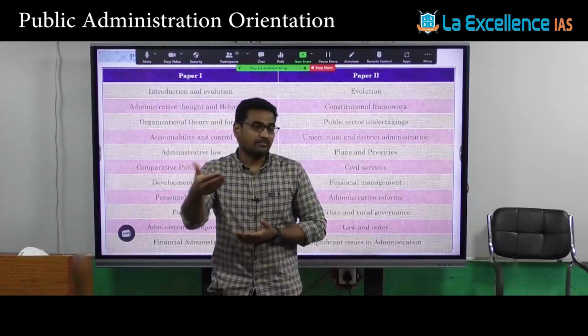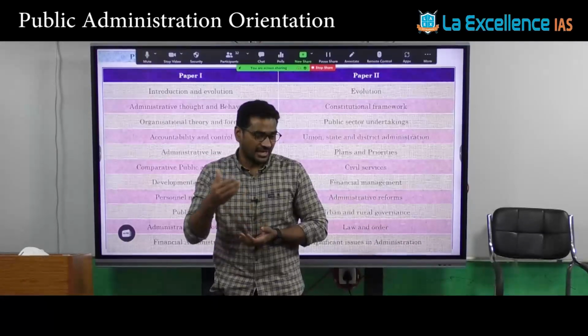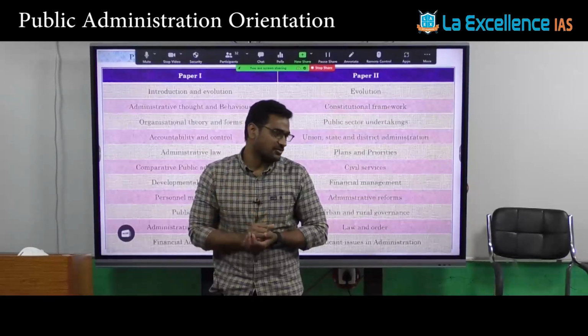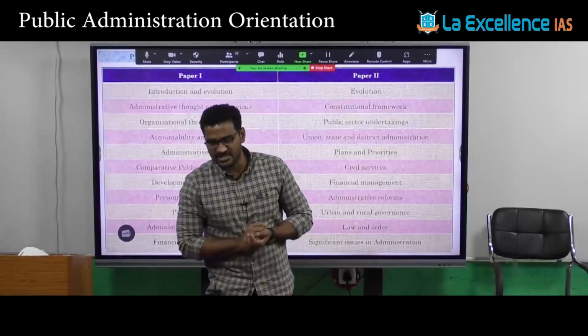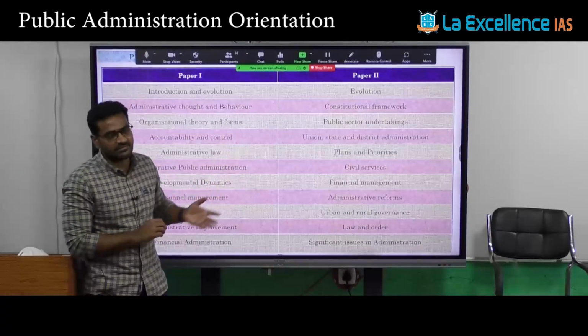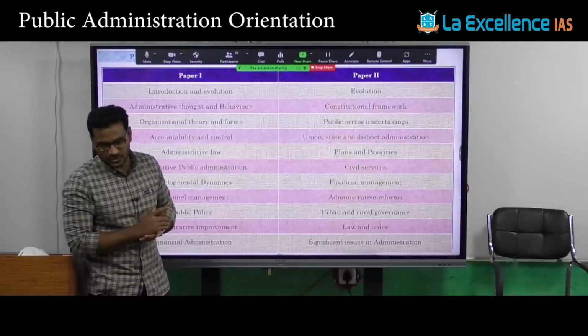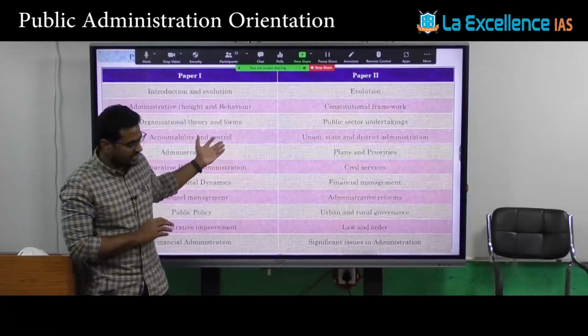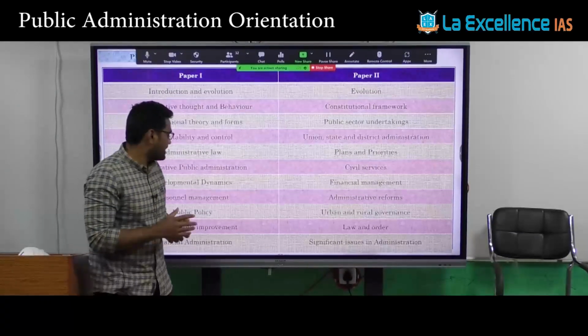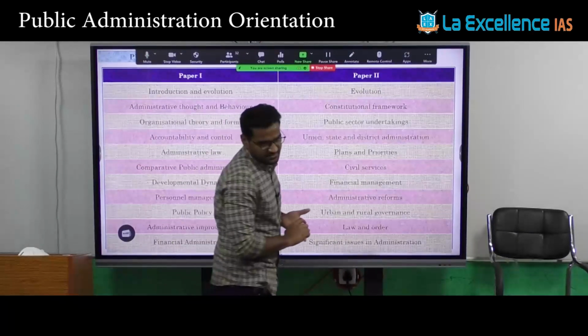Tomorrow, if you get a problem as a civil servant, you can approach this tribunal, the Central Administrative Tribunal. At state level also, we have those tribunals called SAT, State Administrative Tribunals. Okay? So those institutions and the legal framework which the administrators have to follow will be discussed in this particular topic called administrative law.